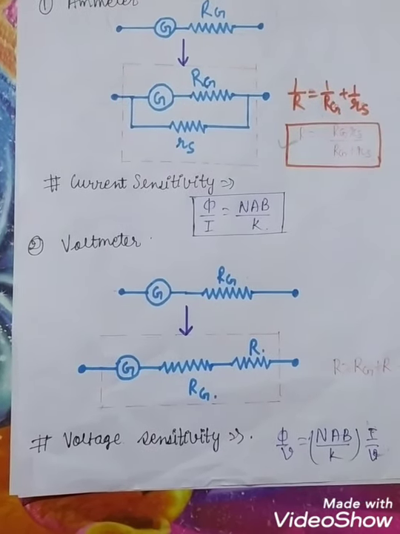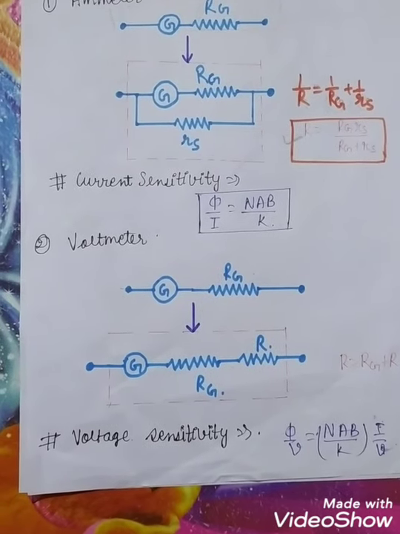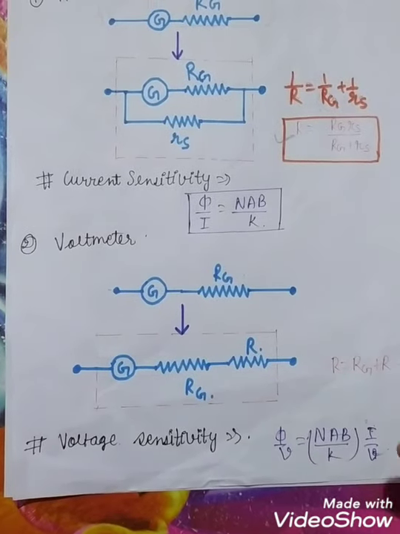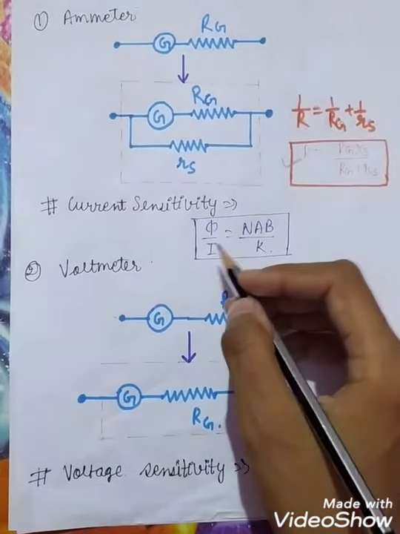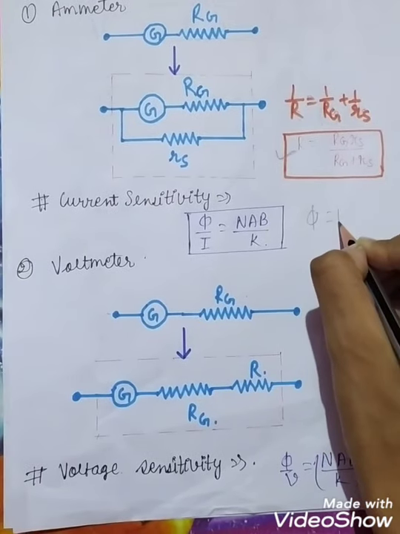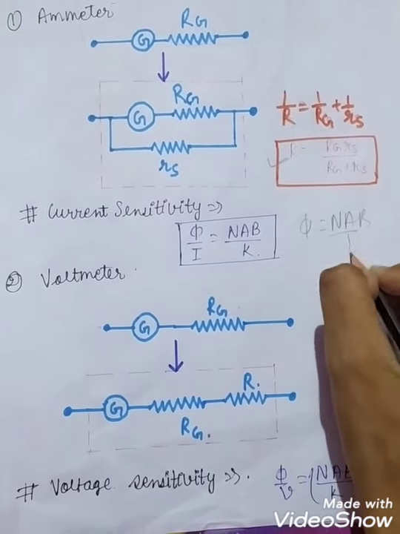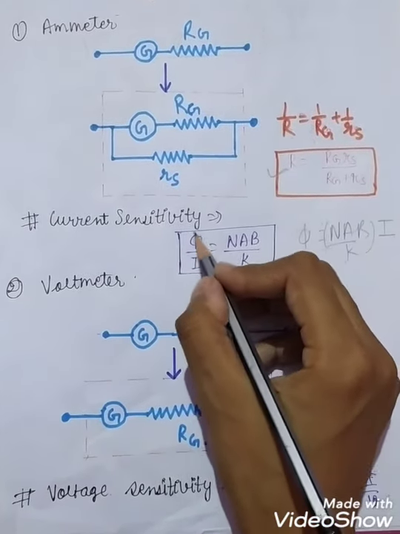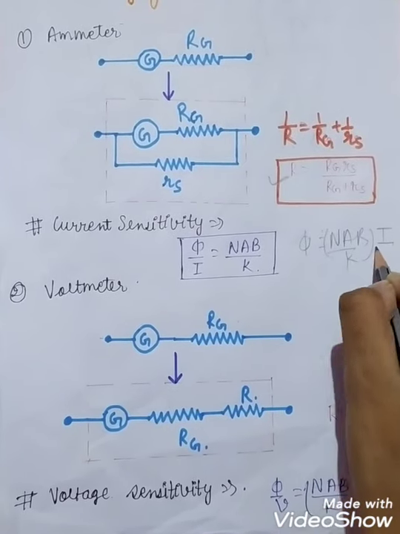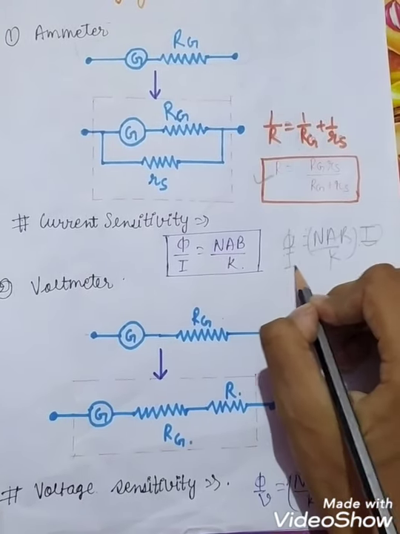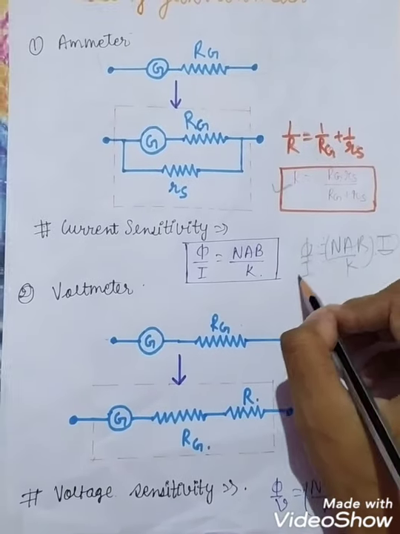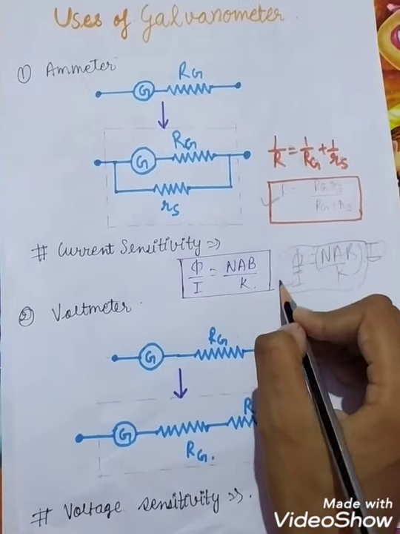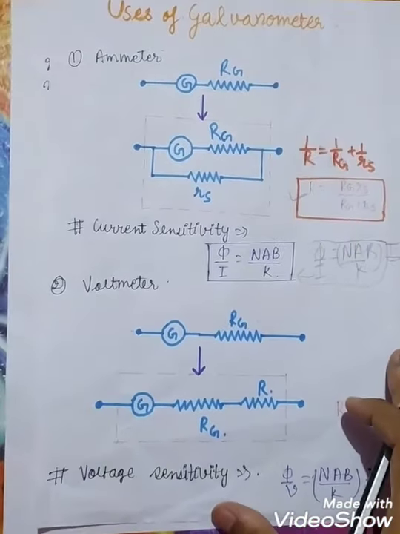Now let us talk about current sensitivity. What is current sensitivity? Current sensitivity is defined as the deflection per unit current. As we already know, the deflection was φ is equal to NAB divided by K into I. Now I want the deflection per unit current, so I can put the value of current simply here, and I get the value of current sensitivity. This becomes the current sensitivity, and it is shown by this bracket. Okay, this was all about current sensitivity.